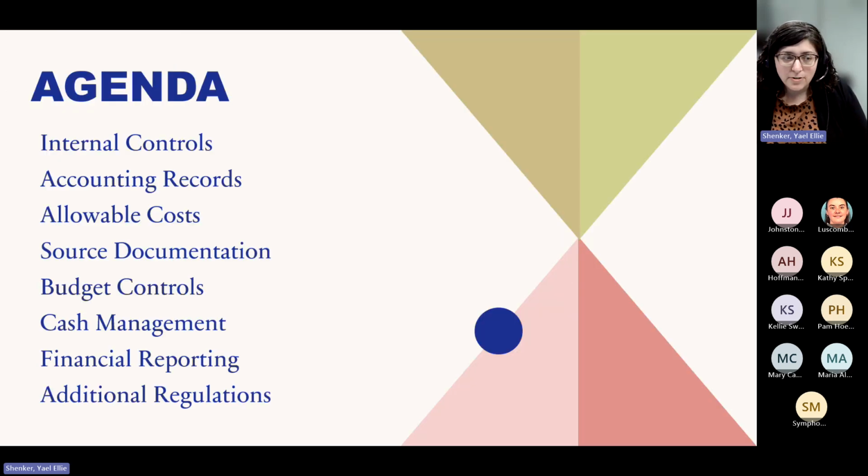So we're going to go over the always exciting accounting issues of internal controls, accounting records, allowable costs, source documentation, budget controls, cash management, reporting, and some other regulations. I think Alex put this in the chat, but if you do have questions, feel free to put them in the chat. And at the end, there will be a period of time for any questions that you have, and hopefully I'll know how to answer them.